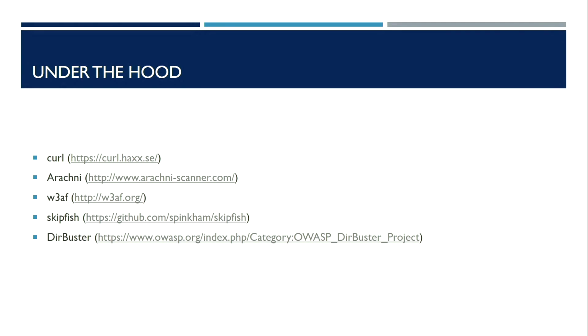Under the hood, there are a handful of scanners. So there's curl, to allow us to talk to web applications from the command line. But there's also Arachni, W3AF, Skipfish, which is out on Google Code. It's an older project, but they baked it in. And then another OWASP project, DirBuster. Those are the discovery pieces. They're going to do a lot of the first pass heavy lifting. What's here that an attacker might exploit?